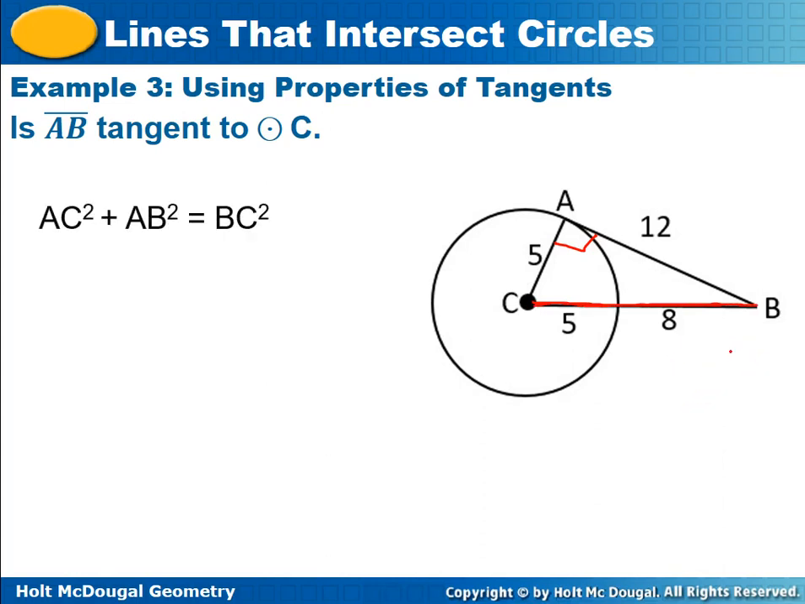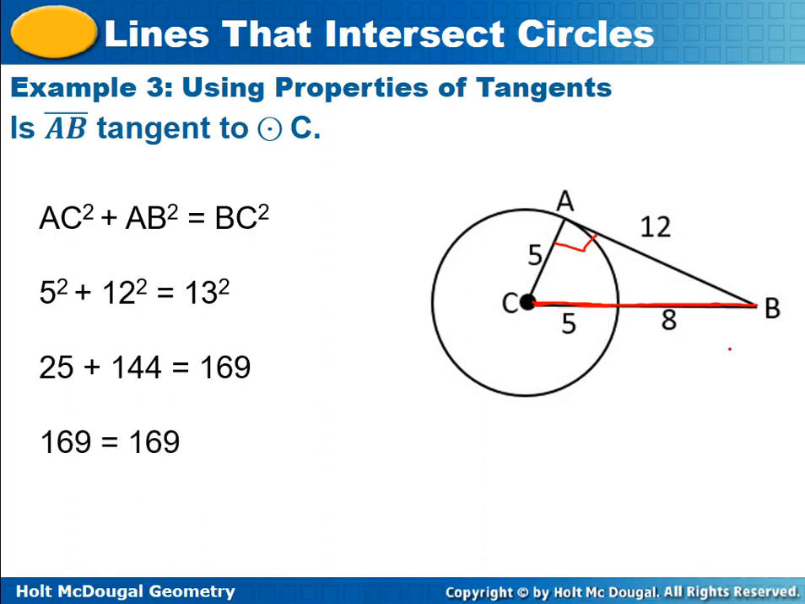So when we set up our problem, it should be AC squared plus AB squared is equal to BC squared. When we do that, we're going to plug in our values. So 5 squared is 25, 12 squared is 144, and 13 squared is 169. When we add 25 to 144, that equals 169.